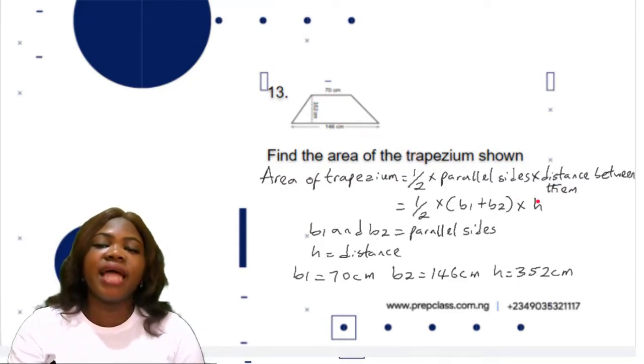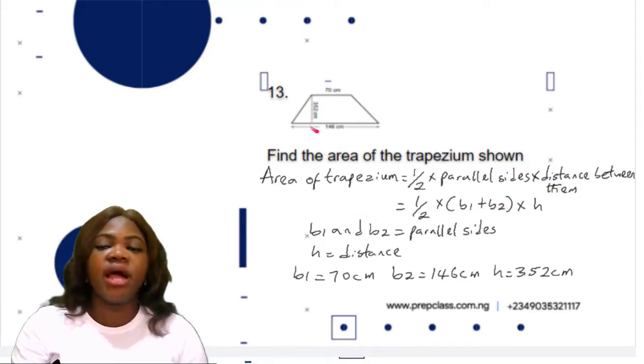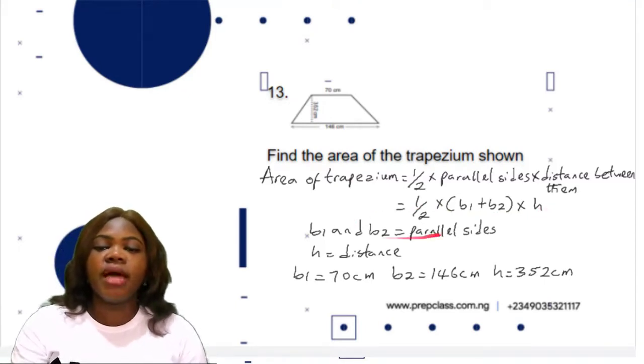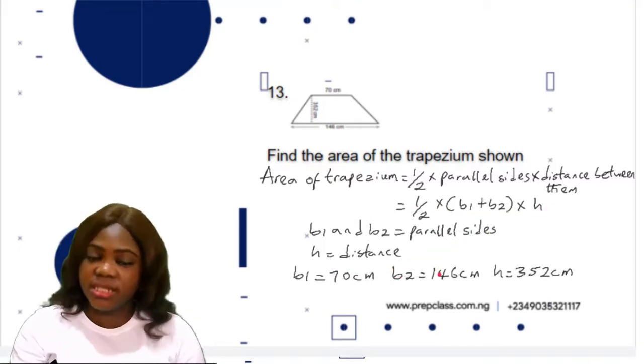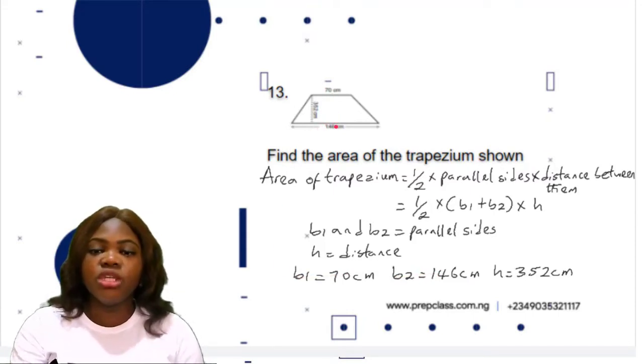The parallel sides are denoted by B1 and B2. Then the distance between the parallel sides is denoted by H. Okay, so B1 and B2 are the parallel sides, H is the distance. Okay, B1 here is 70 centimeter, B2 is 146 centimeter, then the height is 352 centimeter.